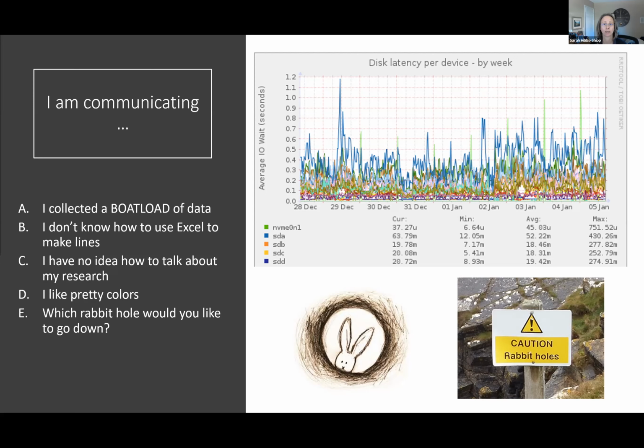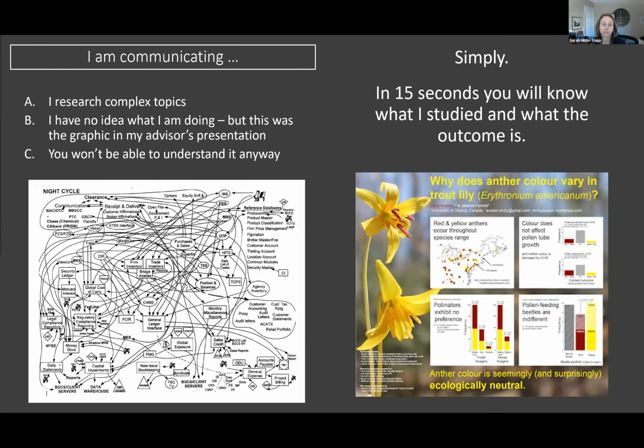So think about that as you go to craft content to go on your poster. Do you need to show us really intricate data, or is there a way to simplify it so that it's pretty self-explanatory? Additionally, you can see these two different concepts, right? On the left, I'm communicating, I research really complex ideas.